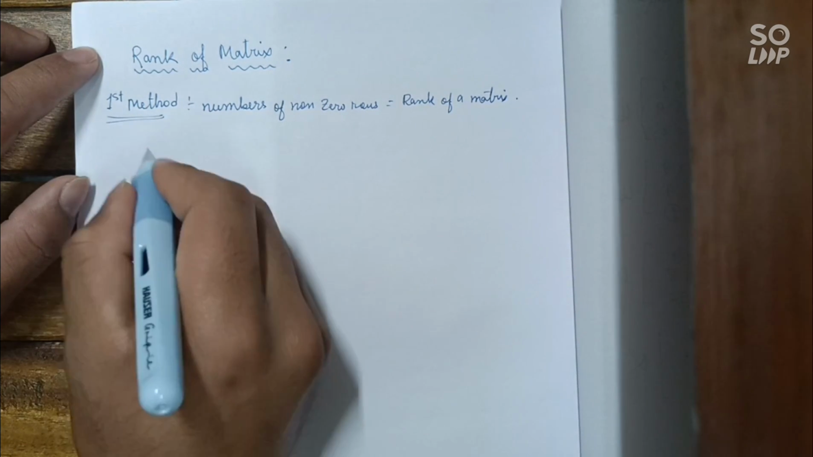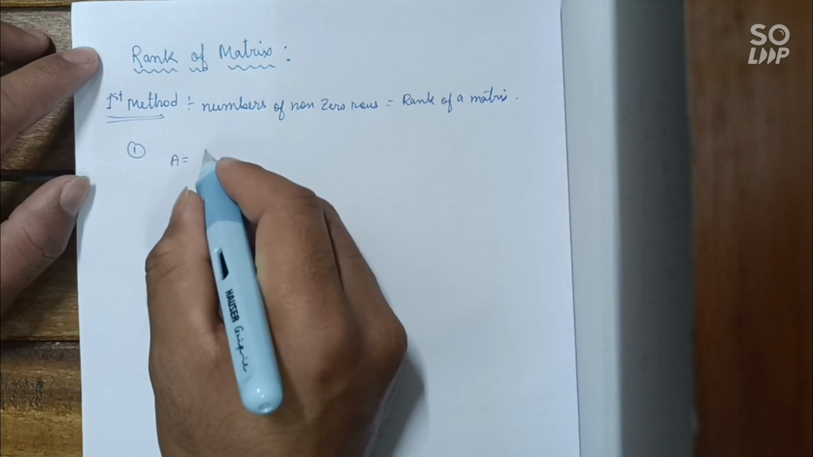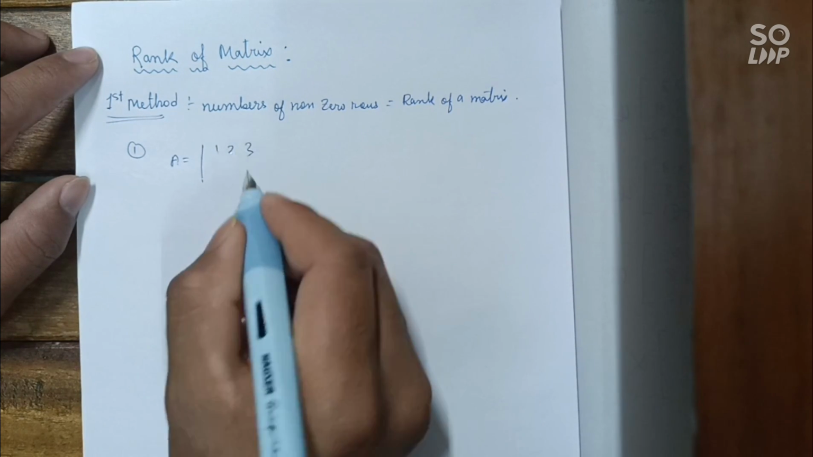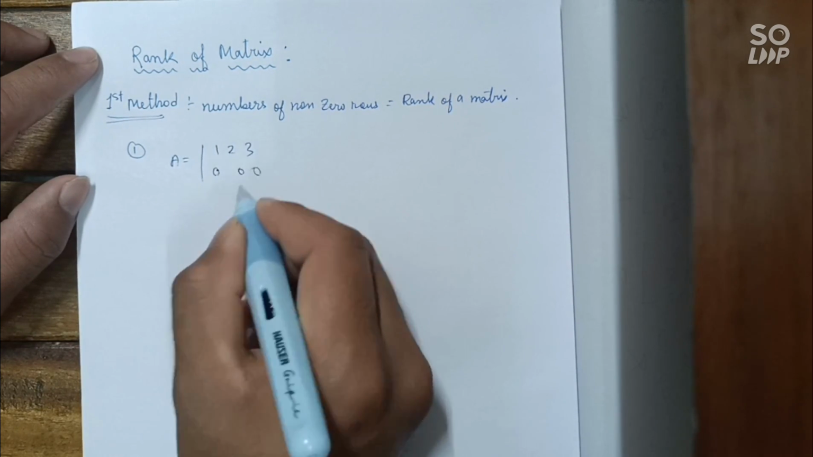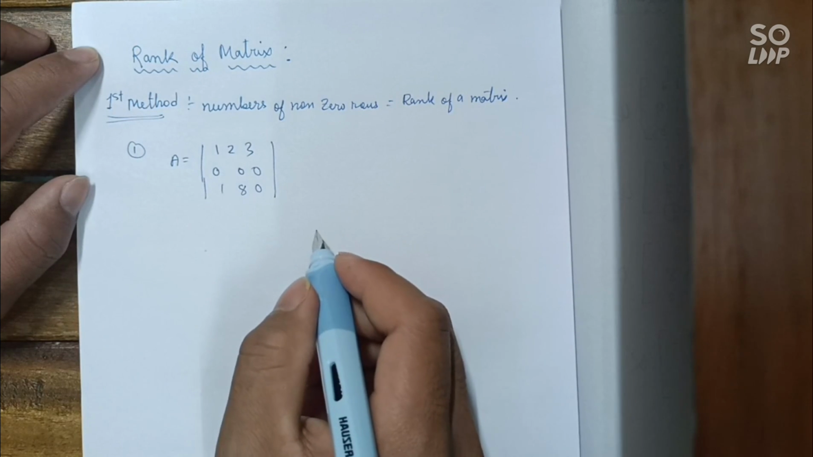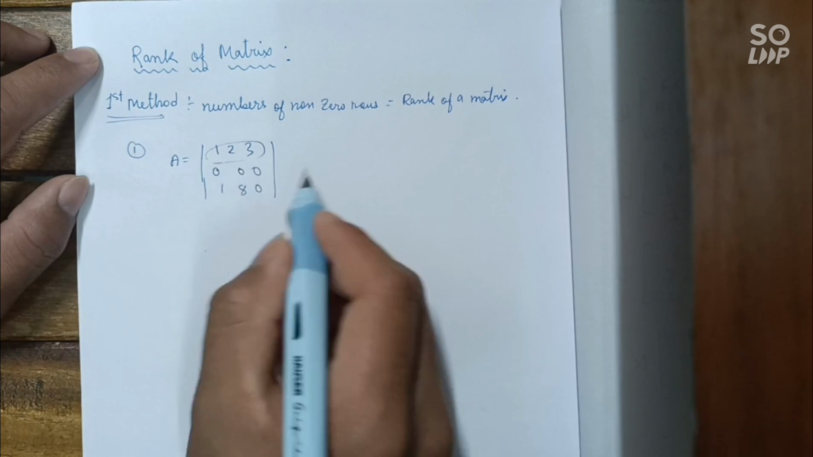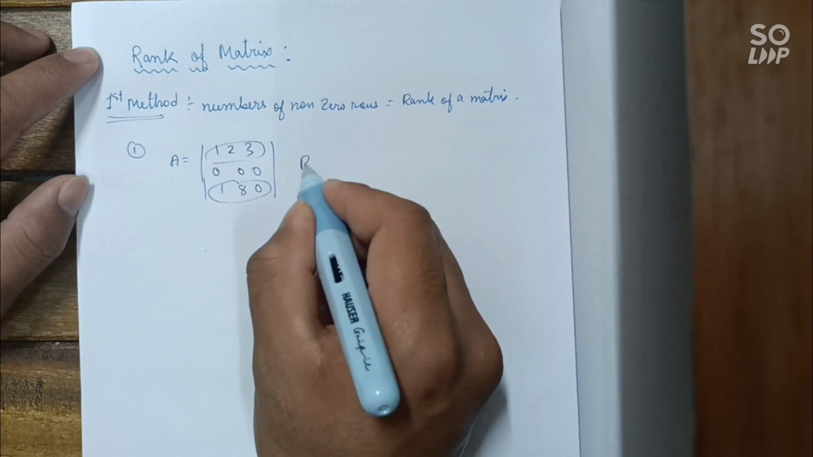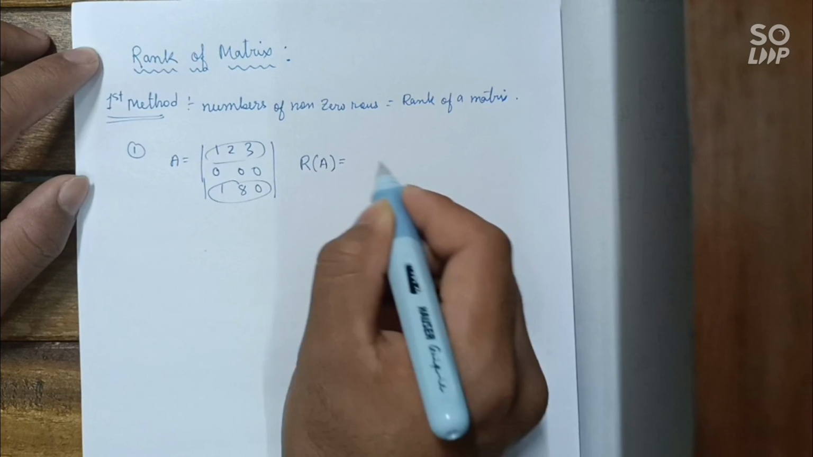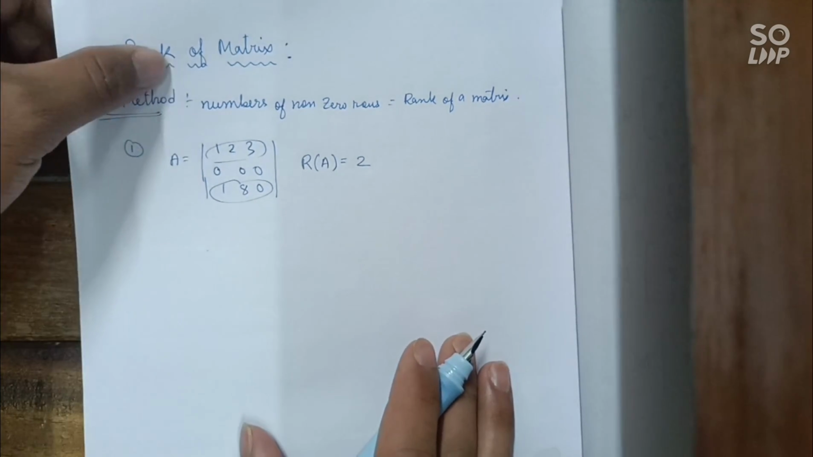So let's check. Number 1, let's take a matrix A with 1 2 3, 0 0 0, 1 8 0. So how many non-zero rows can we see here? This one is non-zero, this is also non-zero, so we can say that rank of matrix A is equal to 2. Let's move on to the next example here.